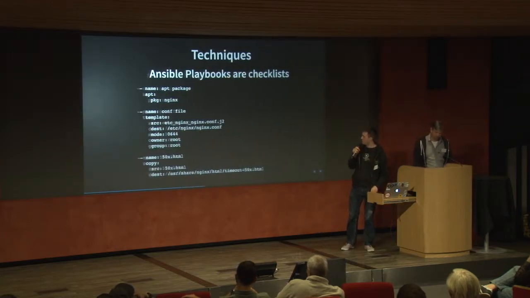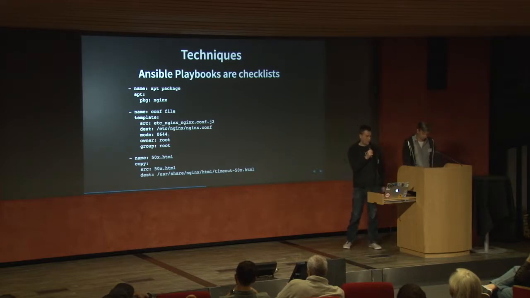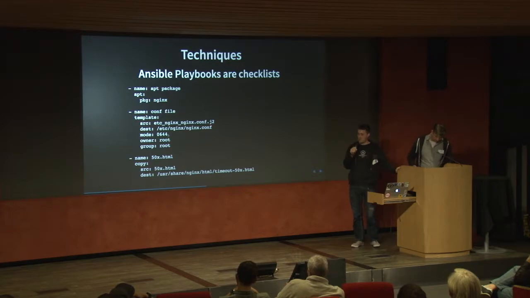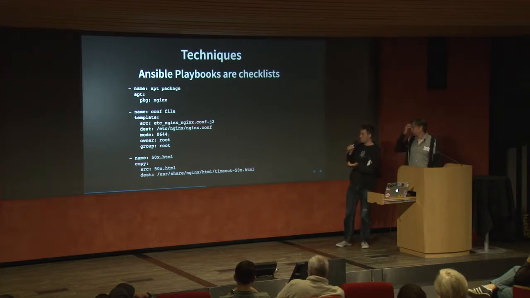So that's one more. Talking about techniques that we use then. I think Ansible Playbooks basically are checklists. They're a list of things that need doing. They have an order, and by reading them, you get exactly what's going to happen. Like the Nginx is going to be installed, the configuration file is going to be installed, this file is going to be copied over.